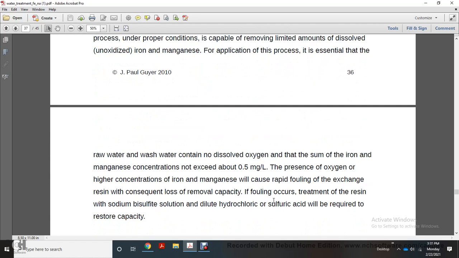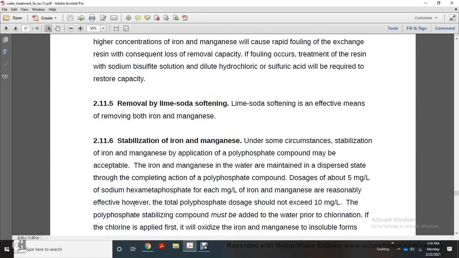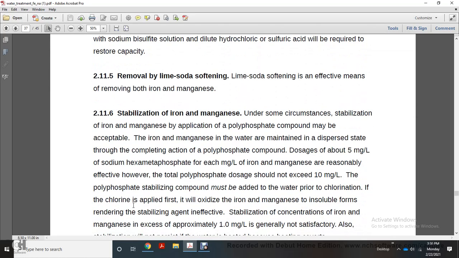High concentrations of iron and manganese will cause rapid fouling of the exchange resin, with a subsequent loss of removal capacity following treatment of the resin. Sodium bisulfite solution and diluted hydrochloric and sulfuric acid will be required to restore capacity. Removal by lime-soda ash softening: lime-soda softening is effective as a means of removing both iron and manganese.